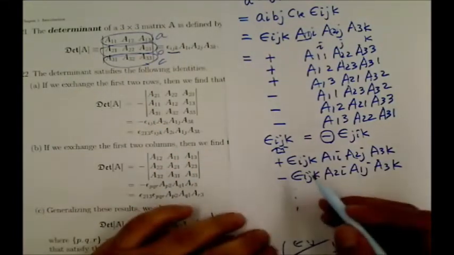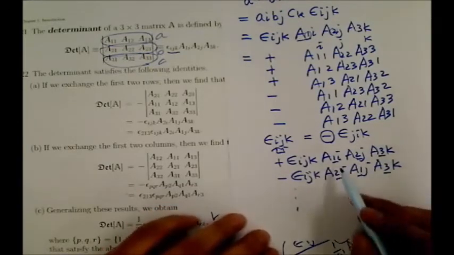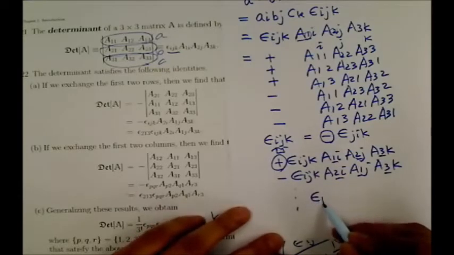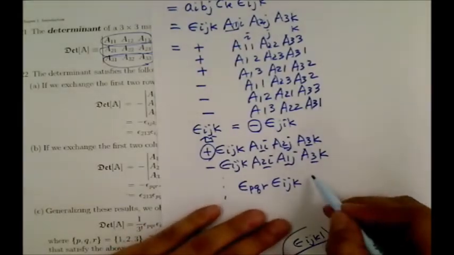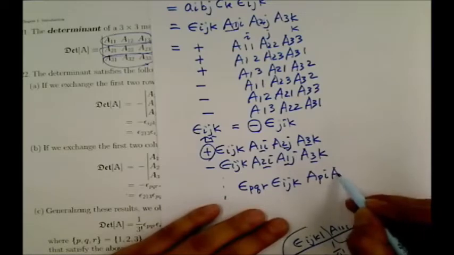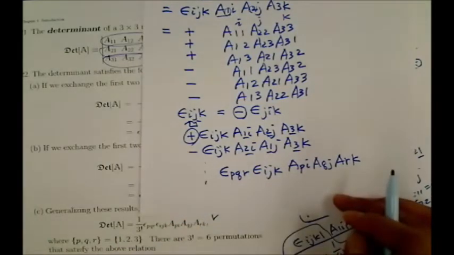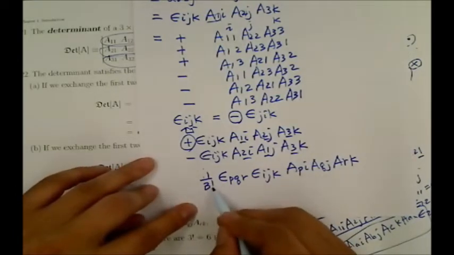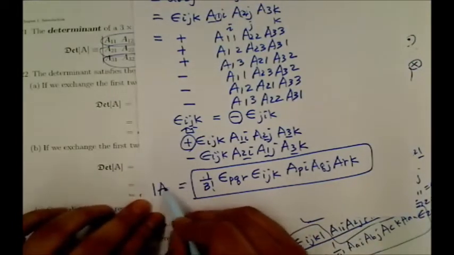+1 for even permutation. 1, 2, 3 is an even permutation. 2, 1, 3 is an odd permutation. For even permutation, it is +1. Odd permutation, -1. So I can write it as the sum over PQR of epsilon ijk, a_Pi, a_Qj, a_Rk. Then we have a multiplicity of 3 factorial. So if I divide this value by 3 factorial, this is again the determinant of A.